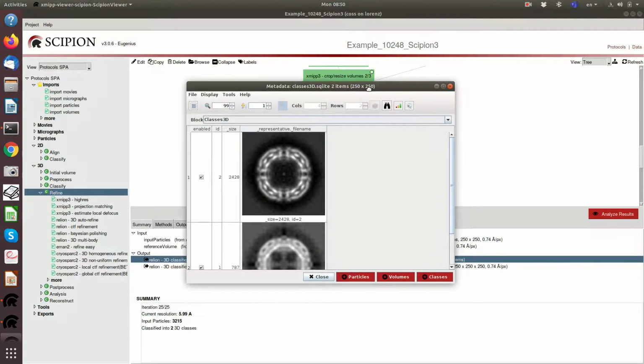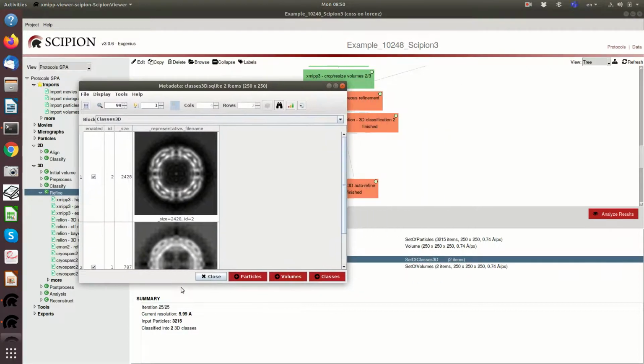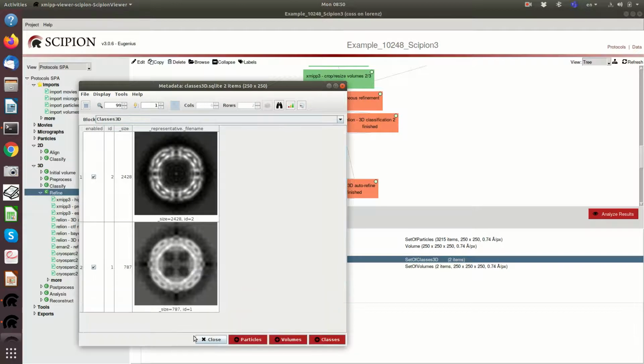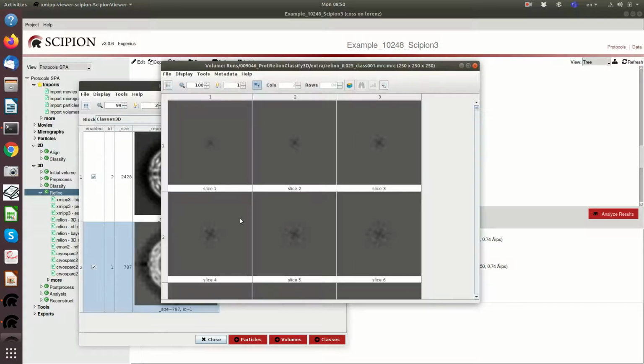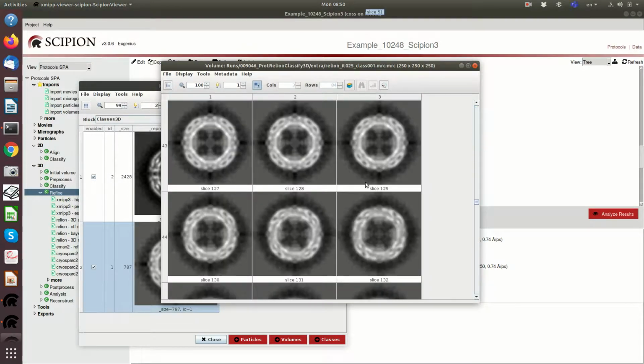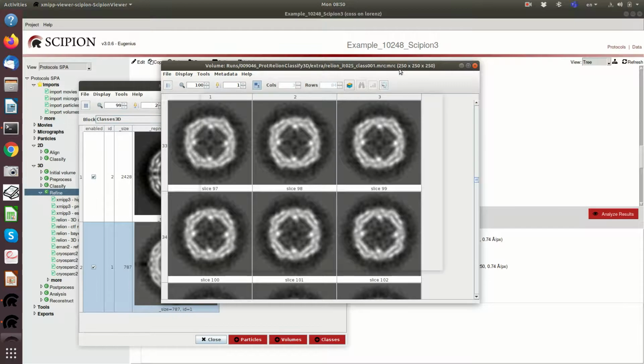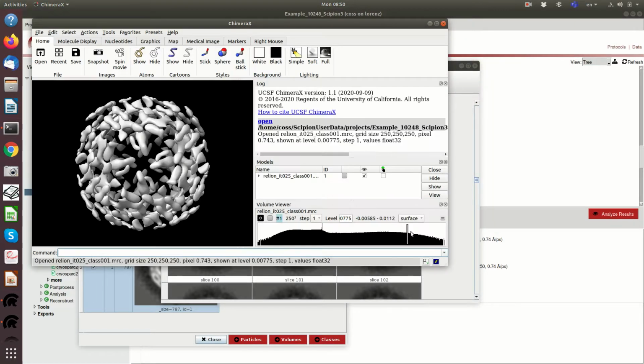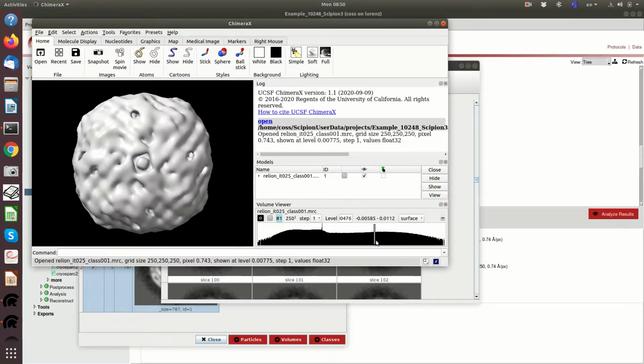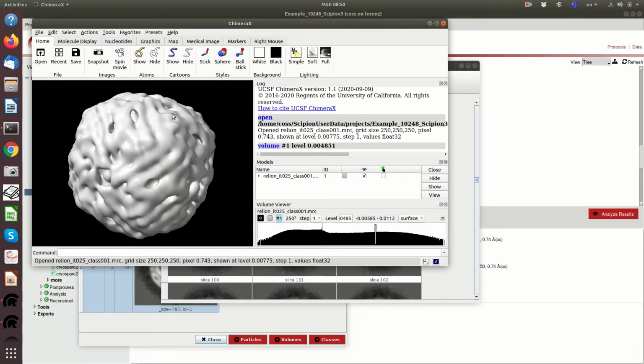So now we see that we had around 3,000 particles, a bit more than 3,000. Most of them go to a class, but a fraction, around 20% of them, goes to a structure that is really not the right one. So we can see that there is an important mistake in this structure.